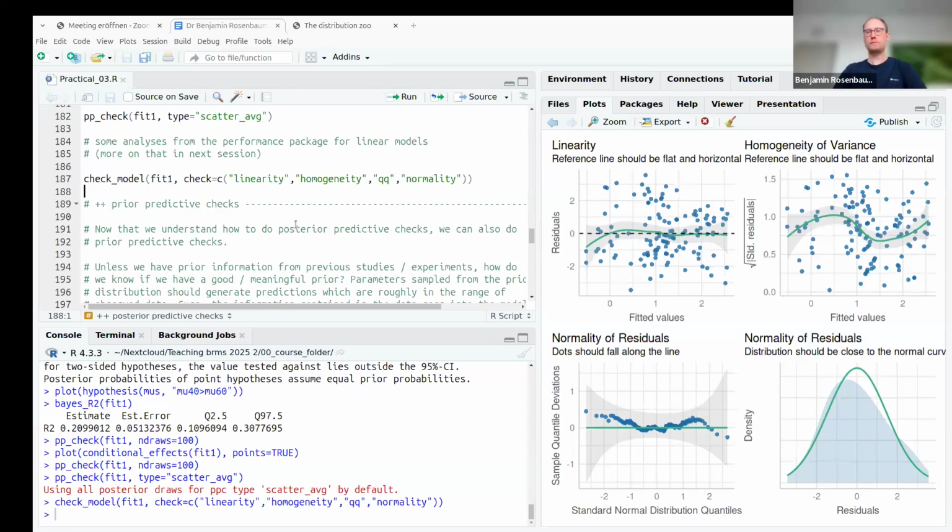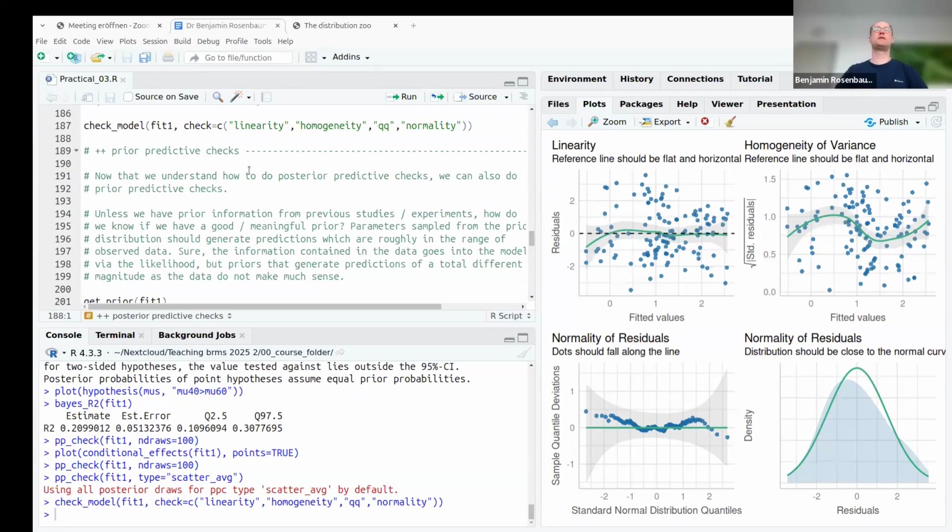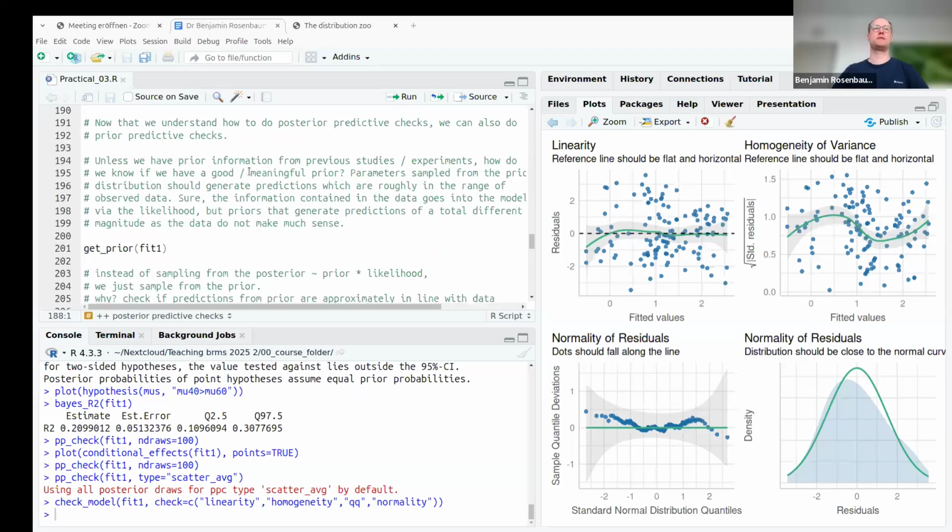And you can also do this before fitting the actual model, just with predictions from the prior, to see if predictions from the prior are in line with your data. And this is prior predictive checks. And you can use the same tools here as you would do with posterior predictive checks.